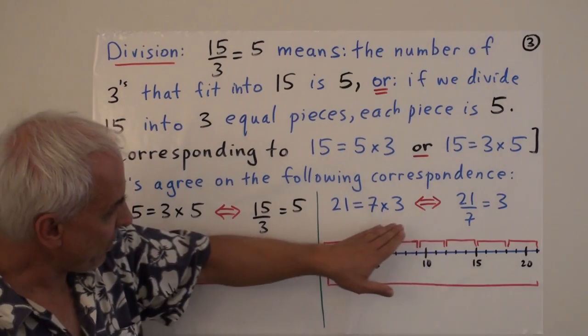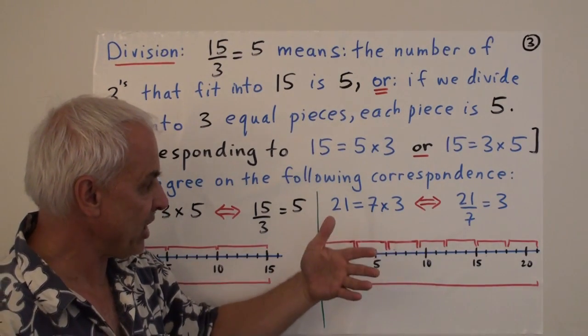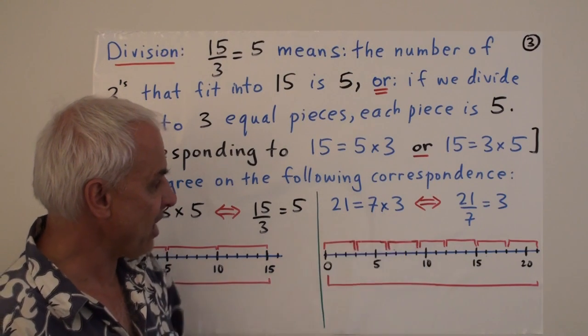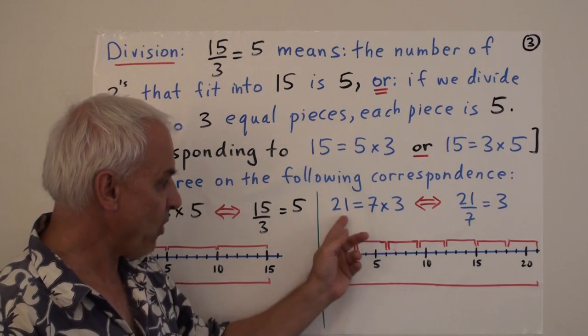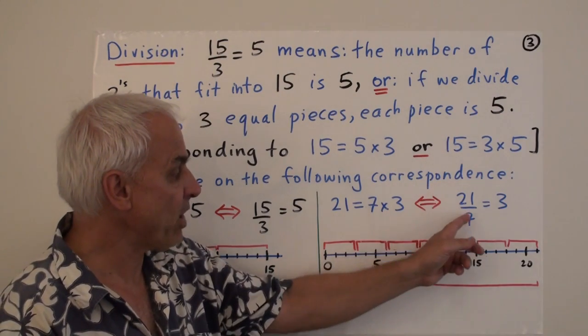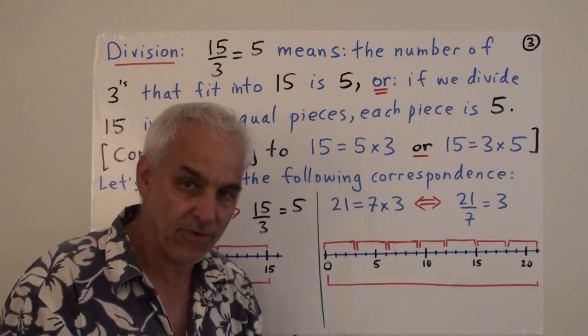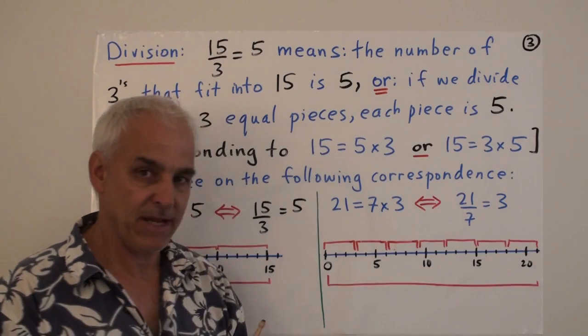All right, so for example, we'll think about these two equations as being essentially equivalent. 21 equals 7 times 3. 21 is 7 groups of 3. So if we divide 21 by 7, if we subdivide it into 7 equal groups, then each group will have 3 pieces.